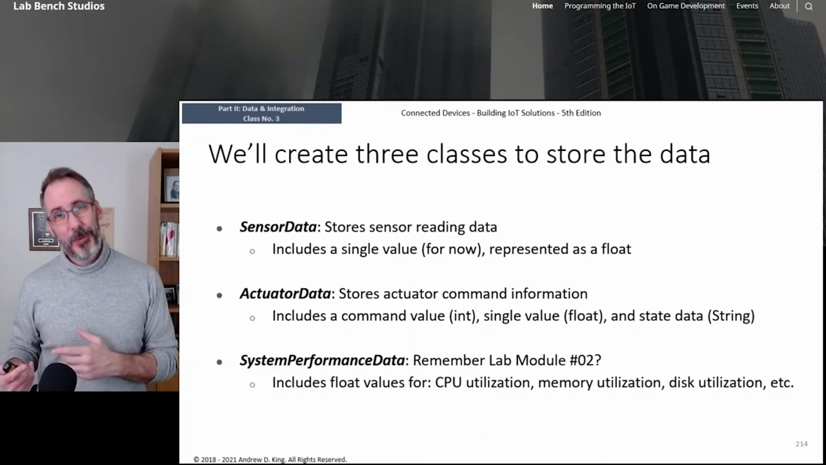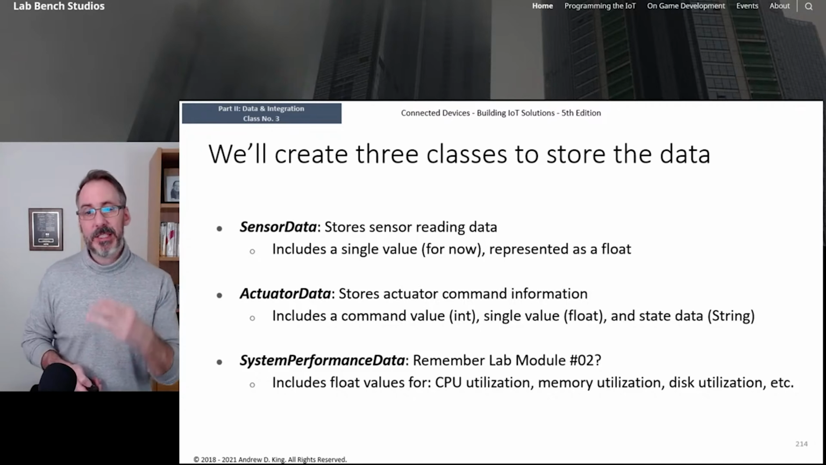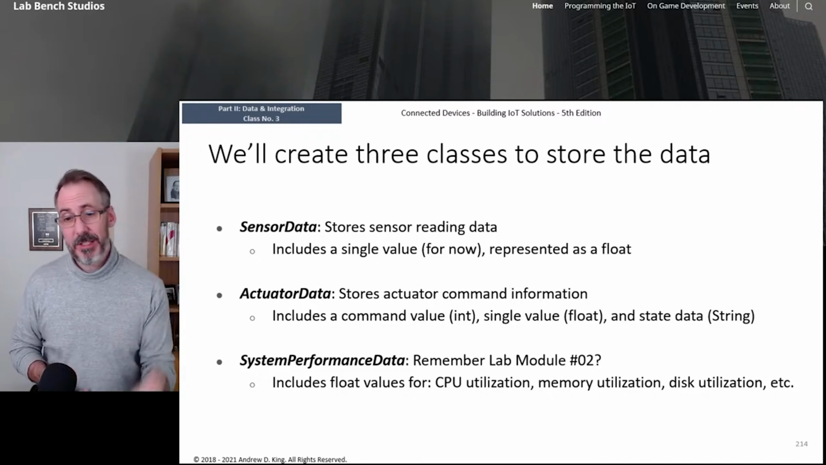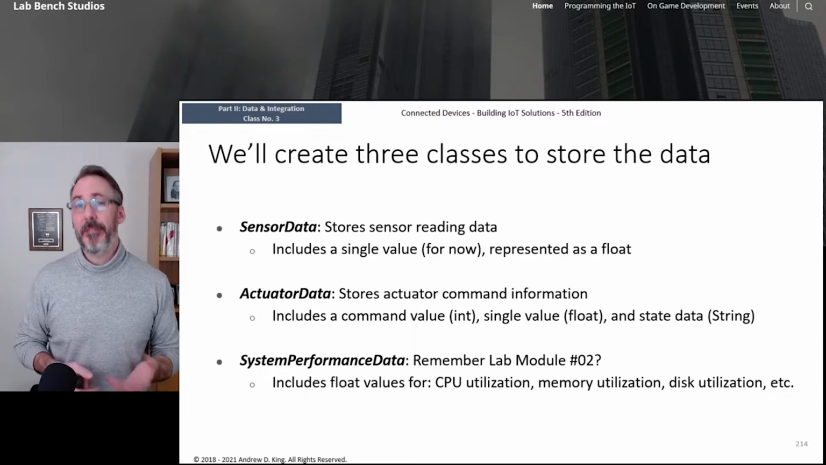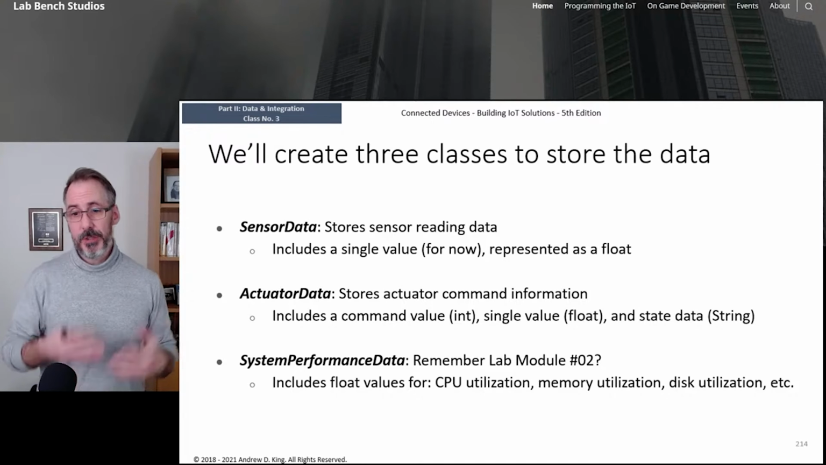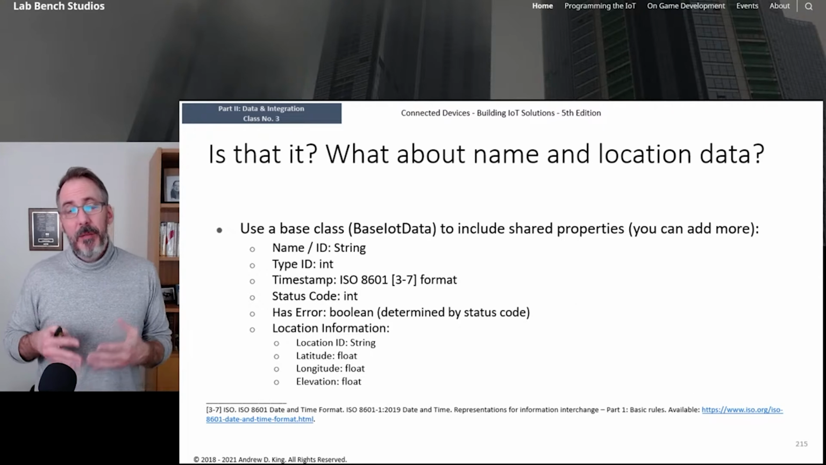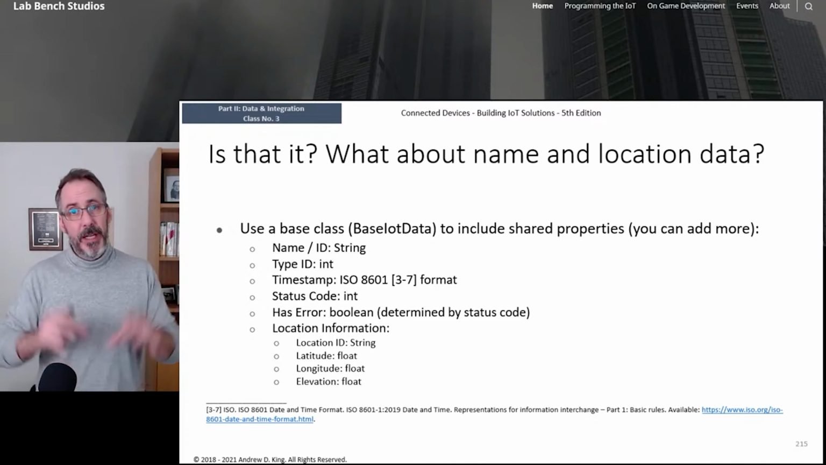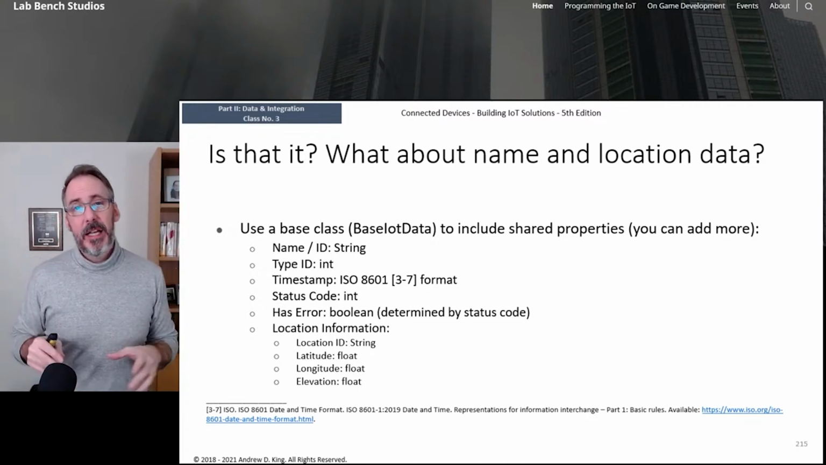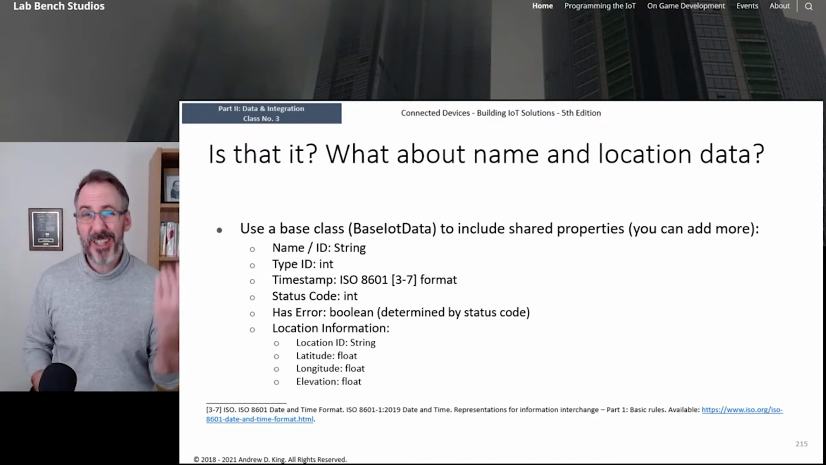Here's the stuff that's more important, although certainly generating data is pretty relevant for our purposes. We have 3 different classes. We have sensor data, actuator data, and system performance data. Remember lab number 2? System performance data is a representation of that in a single structure for CPU, memory, and disk utilization. Now, all of this stuff is good, but because they're going to share a bunch of common properties, it's helpful to have a base class that they can all derive from, that is like the parent class, and it contains all of this awesomeness, including a name or an ID, which we're going to need for context.